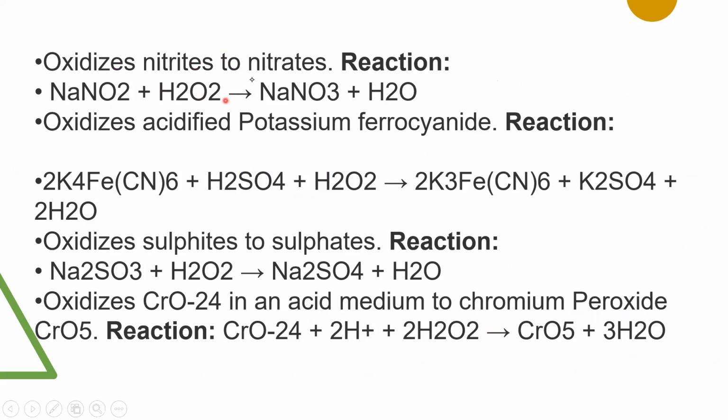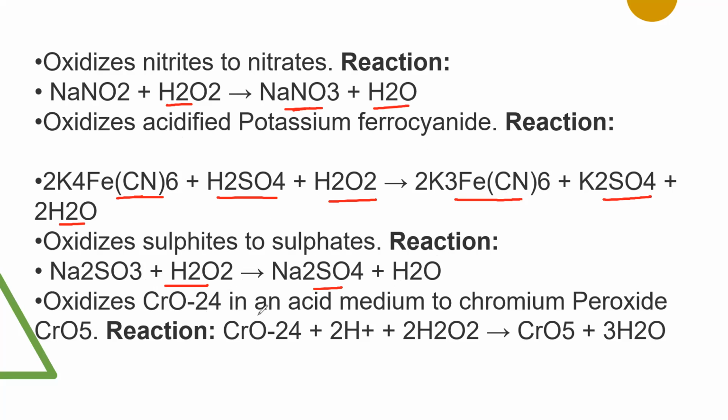So NaNO2, sodium nitrite, on reaction with hydrogen peroxide forms sodium nitrate plus water. It oxidizes potassium ferrocyanide. So potassium ferrocyanide, K4[Fe(CN)6], plus H2SO4 plus H2O2 forms potassium ferricyanide plus potassium sulfate plus water. It oxidizes sulfides to sulfates. So these reactions we have already given. Sodium sulfide to sodium sulfate.